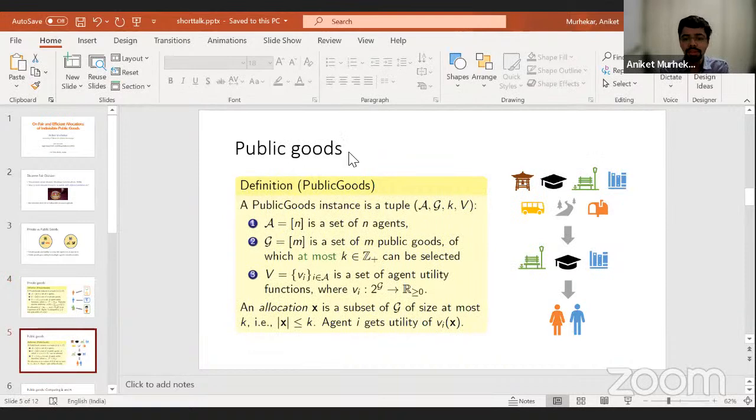Now, let me introduce the public goods model. Here, once again, we have a set of n agents, and we have a set of m public goods. We also have a parameter k, which specifies the cardinality of a feasible allocation. So an allocation in this model is simply a subset of the public goods of cardinality at most k. Here, k is 3. One can think of k as a collective budget that the agents have, which they want to spend on buying public goods, each of which is priced at 1. So this interpretation shows how the public goods model is related to problems of participatory budgeting. One can also see how it's related to voting, where n agents have to select k candidates out of a pool of m candidates.